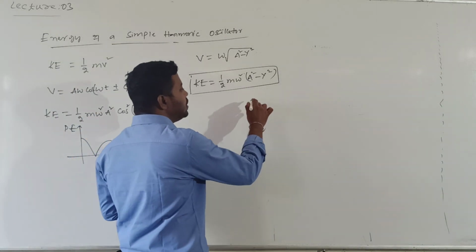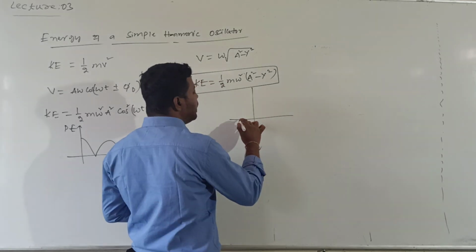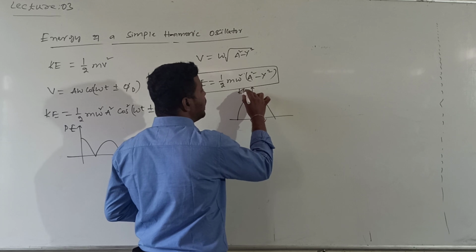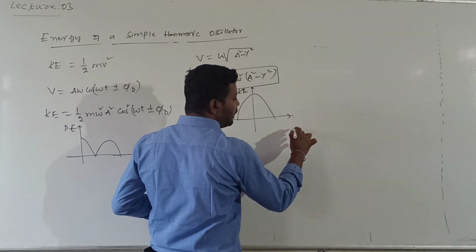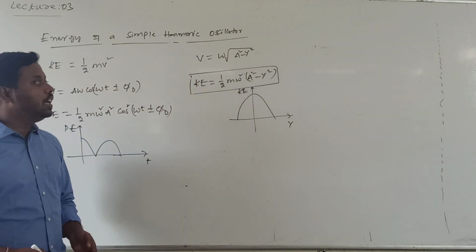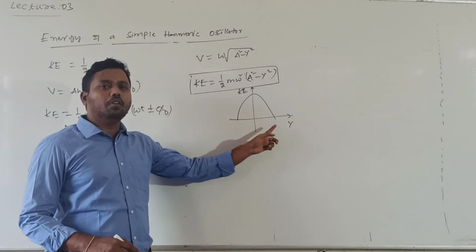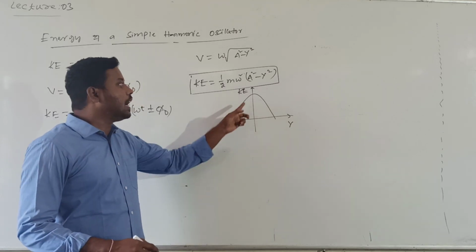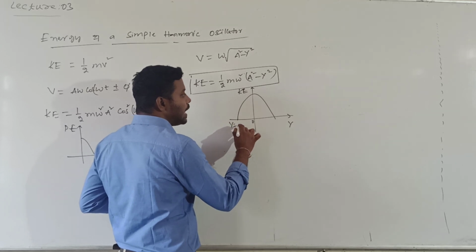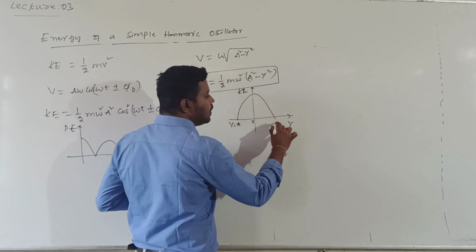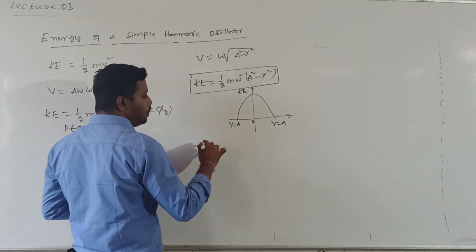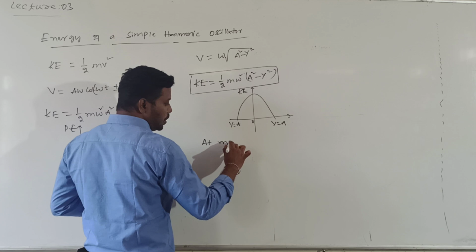So from this equation, if I plot the graph between displacement and kinetic energy, the variation of kinetic energy with the displacement is given by this graph. This graph is also a parabola. According to this graph, kinetic energy is maximum at which position? Mean position. Whereas kinetic energy is 0 at which position? At extreme position. Clear?